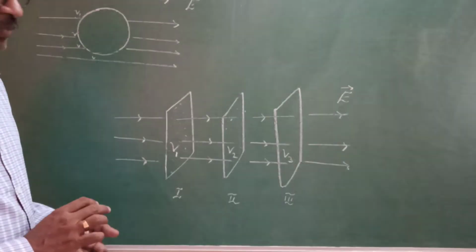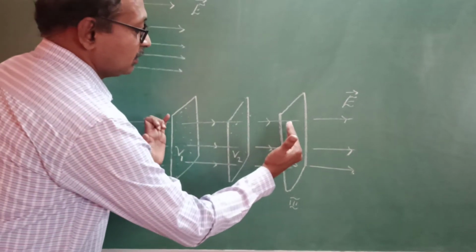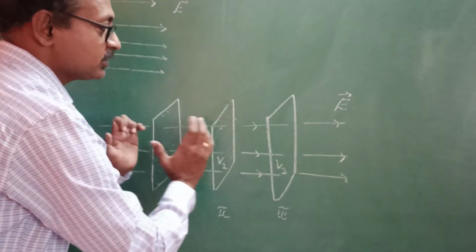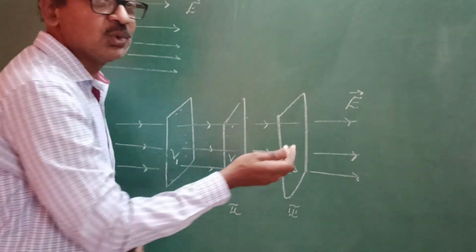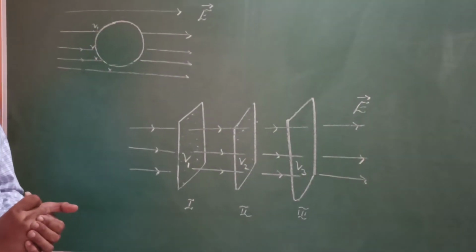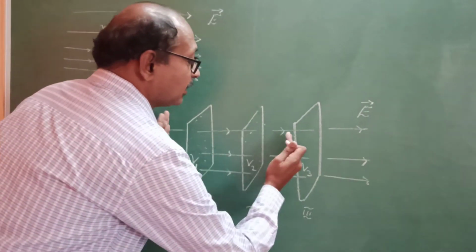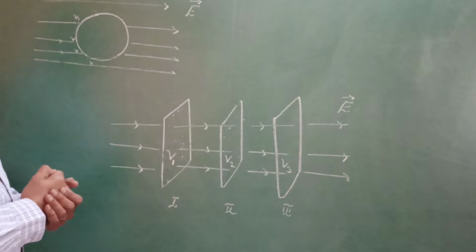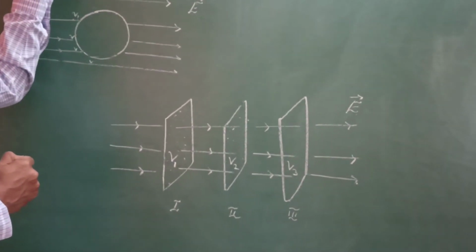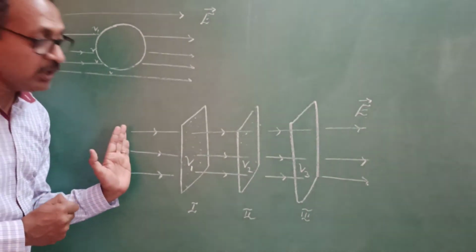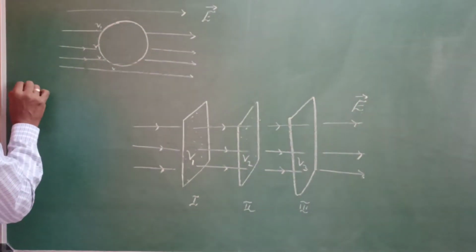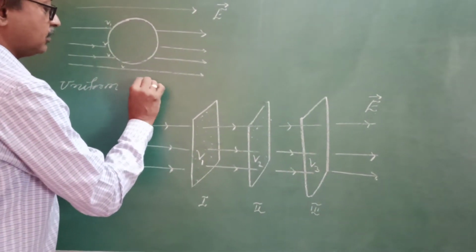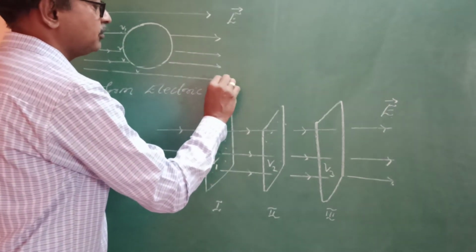It means that when these plates are closer and closer to each other, the electric field goes on increasing. And if they are far away from each other, the electric field goes on decreasing. So this is for the equipotential surface due to a uniform electric field.